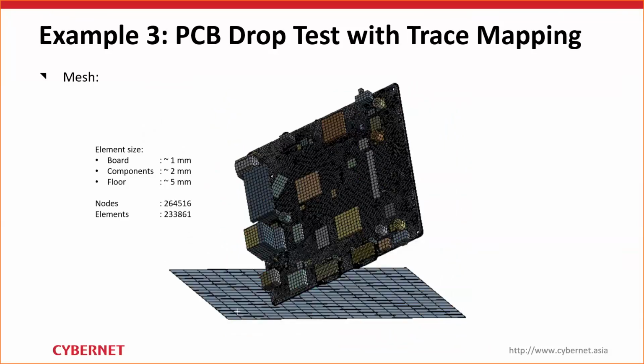Yeah. Next, as for the meshing, in this case, a simple element size control was used to specify the element size for the PCB and also the floor. First, we set the global setting, which is 2 millimeter, and then the floor and the PCB was set locally at 5 millimeter and also 1 millimeter respectively.